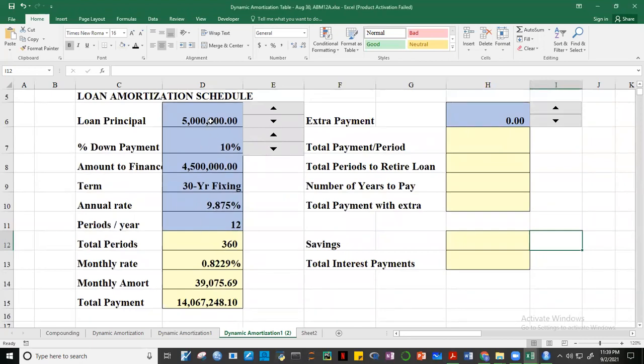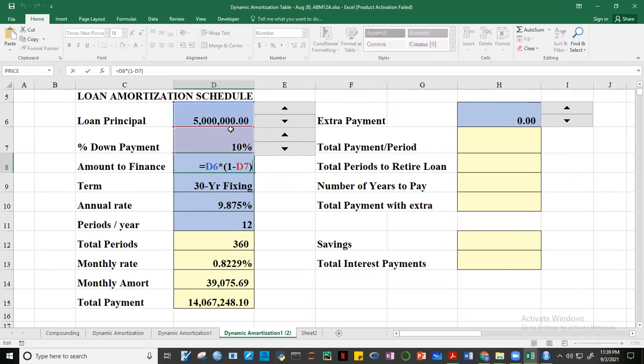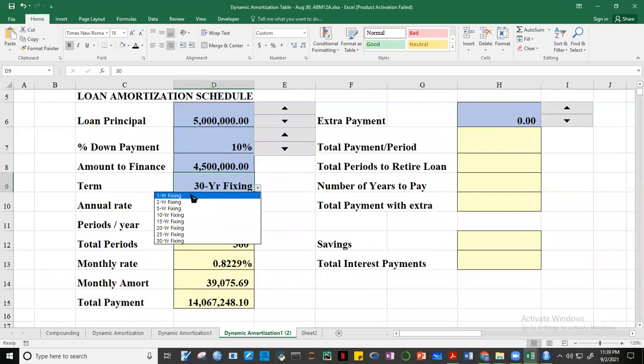The loan principal is 5 million and the equity to be paid by the borrower is 10%. So that means that the amount to be financed is 90% of 5 million, which is just the amount multiplied by 1 minus the percentage of the equity. Okay, and what we did here was some data validation, and we also fixed the format so that even if it appears as text, it's actually a number.